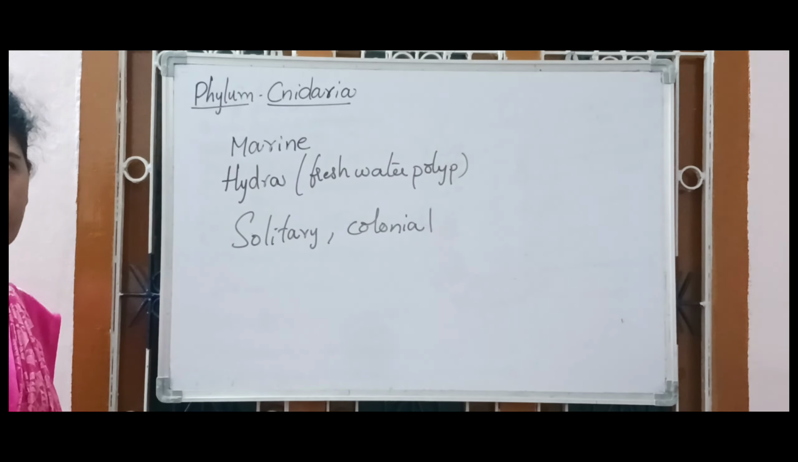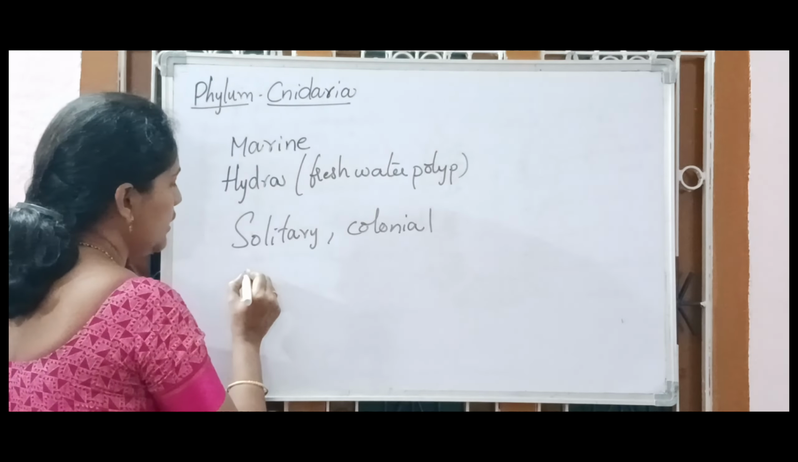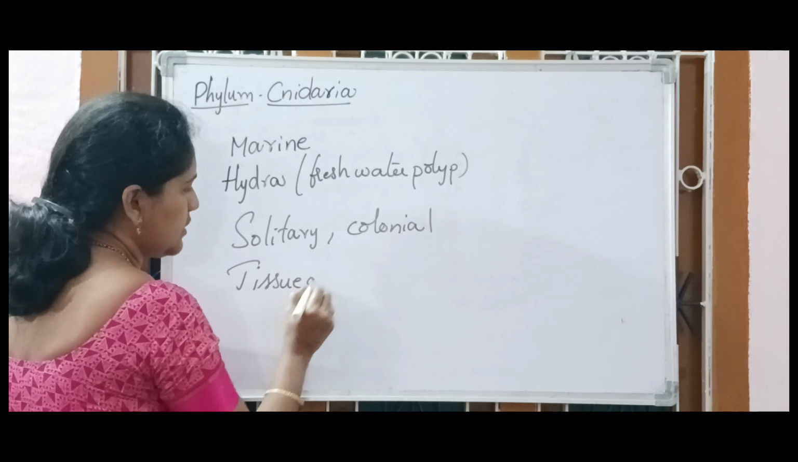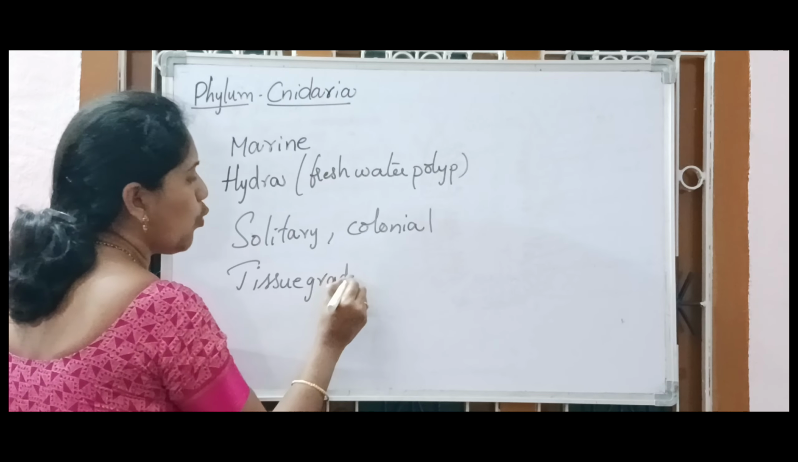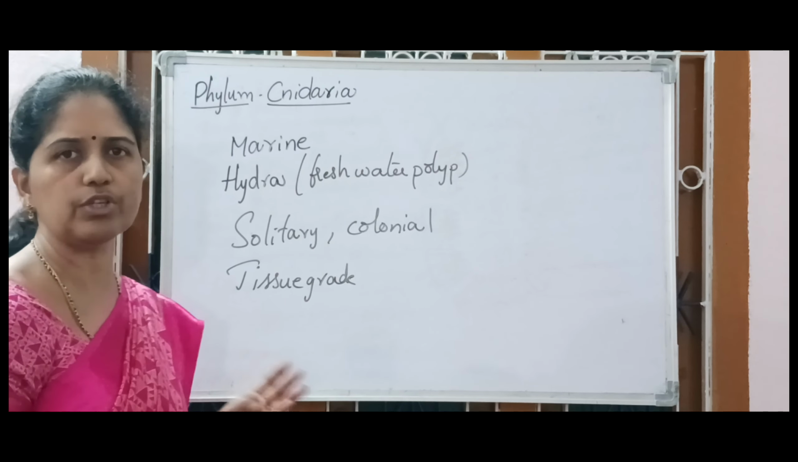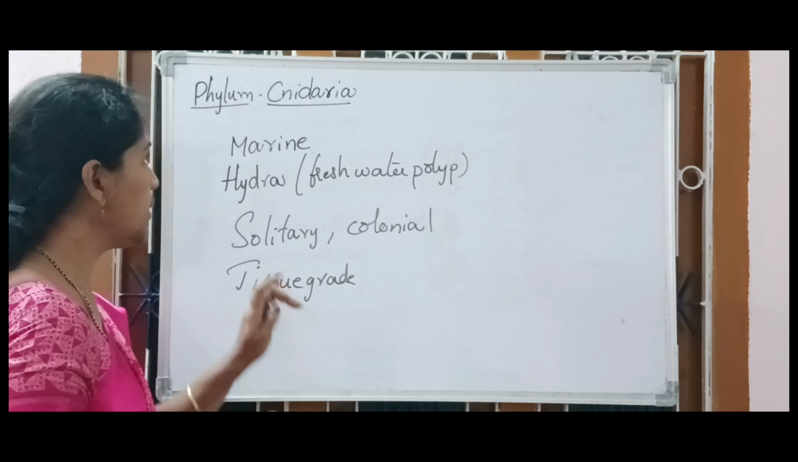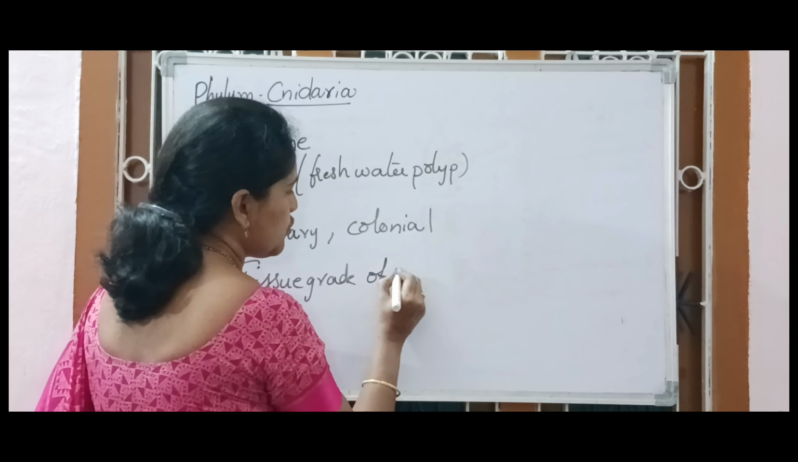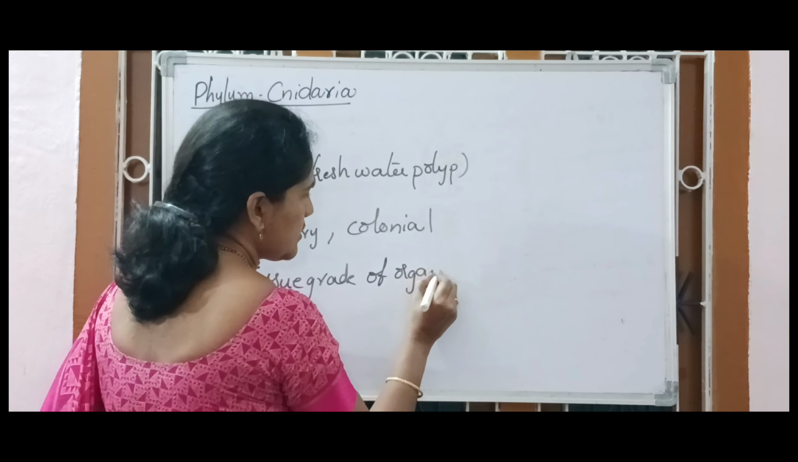An important characteristic observed for the first time is the tissue grade of organization. In poriferans, we have seen only the cellular grade of organization, that is a group of cells, with no tissue and no organ system. First time we have seen the tissue grade of organization in cnidarians.